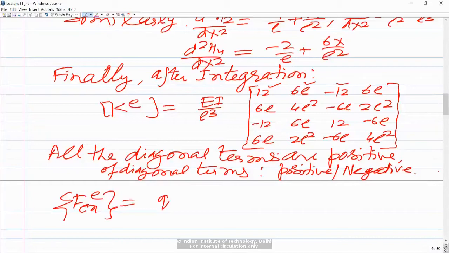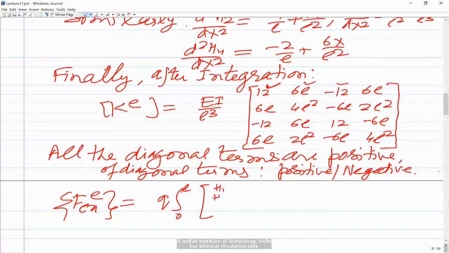So let's say EI was a function of x, then this element would have come from the integral from 0 to L of EI, which is a function of x, into (d2 h1 by dx square) whole square dx. So you'll have to multiply all the three terms and then integrate. That is what you have to do. Similarly here, if q is a function of x, then you have to multiply q and h1 and then integrate the resulting thing.